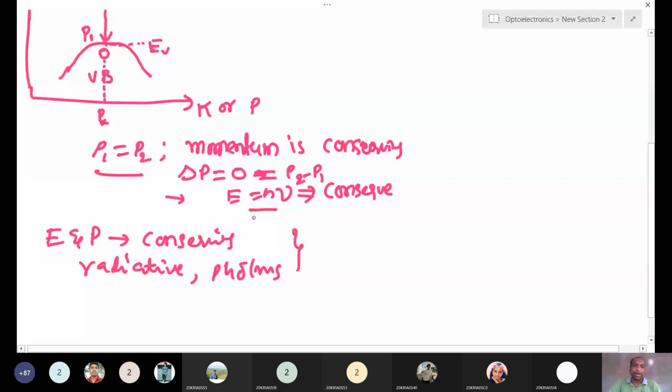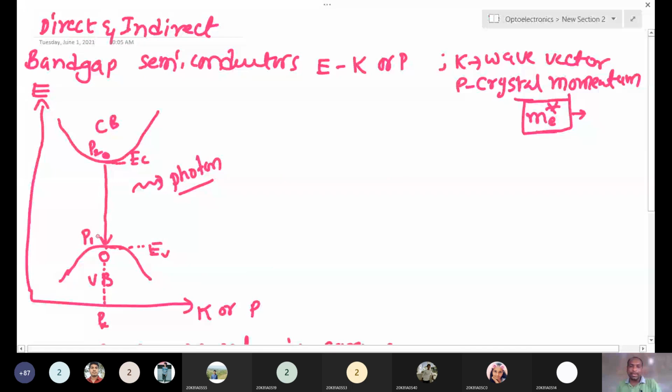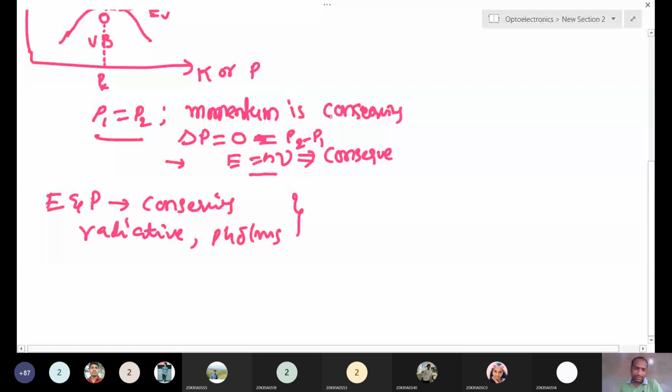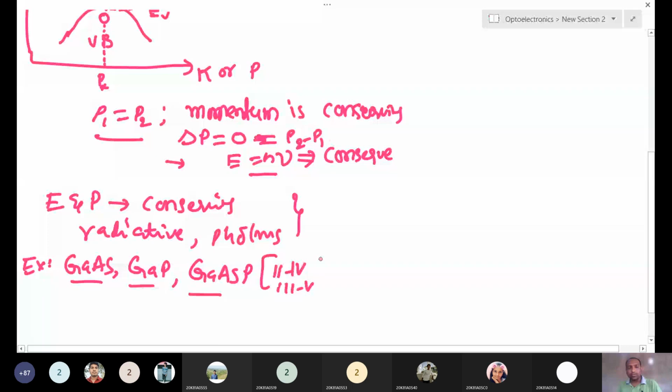Now we'll go to the indirect band gap semiconductor. If you draw the same E-K diagram, first we'll see examples. Mostly compound semiconductors like gallium arsenide or gallium phosphide are examples of direct band gap semiconductors. Mostly compound semiconductors, second and sixth group, third and fifth group, and also fourth and sixth group. If you combine a second group element and a sixth group element, it will become a compound semiconductor. These are all mostly direct band gap semiconductors. Is it clear to you up to this direct band gap?